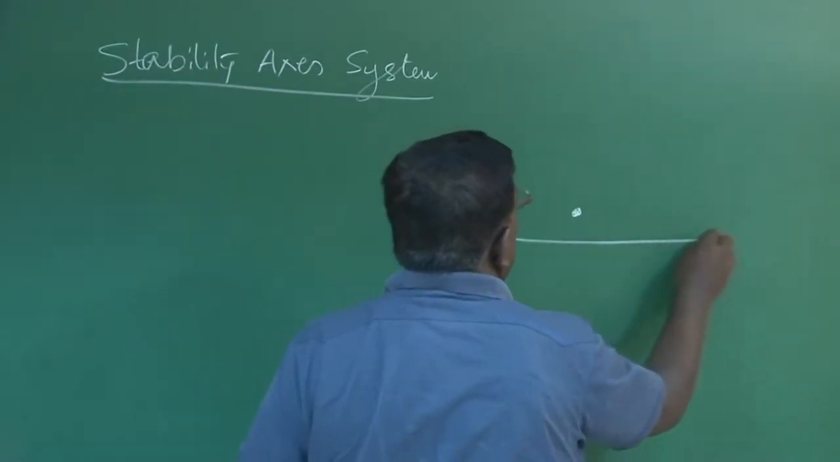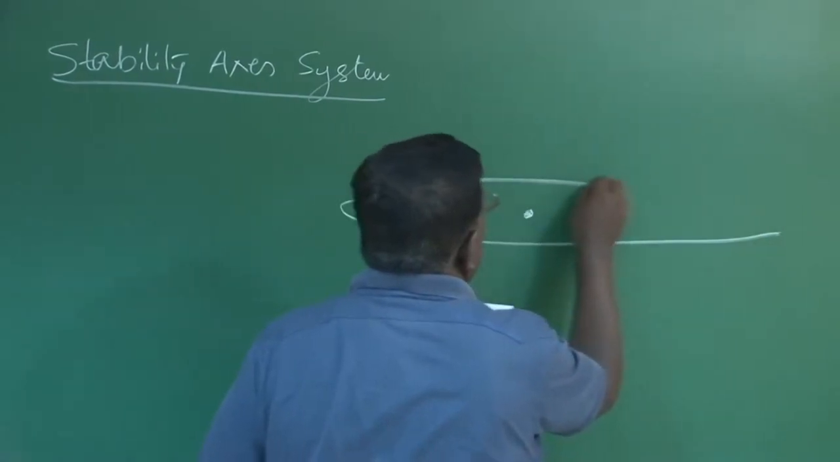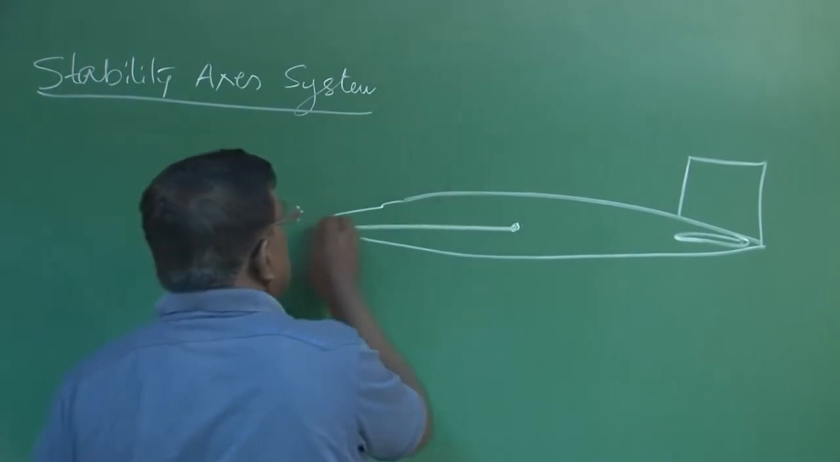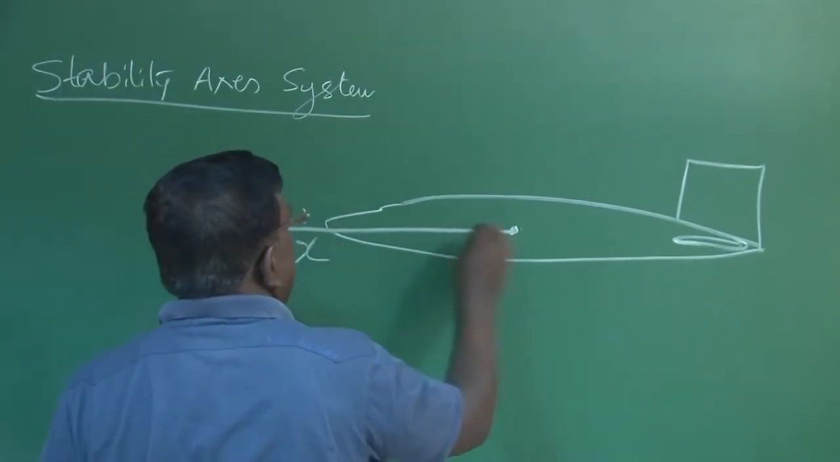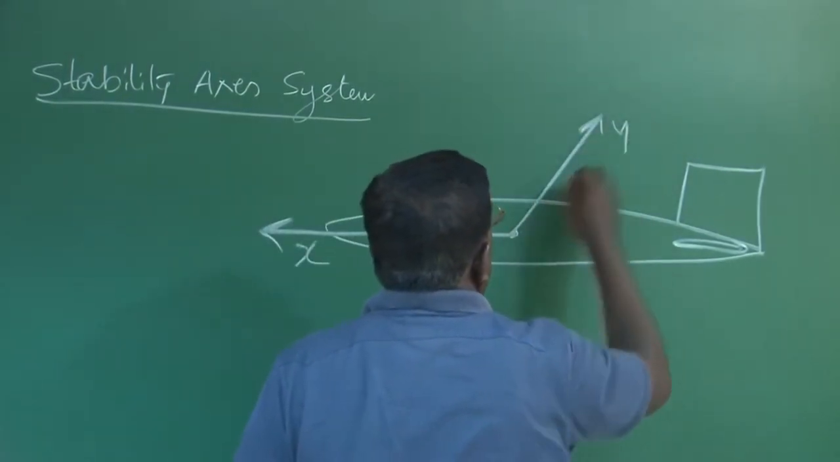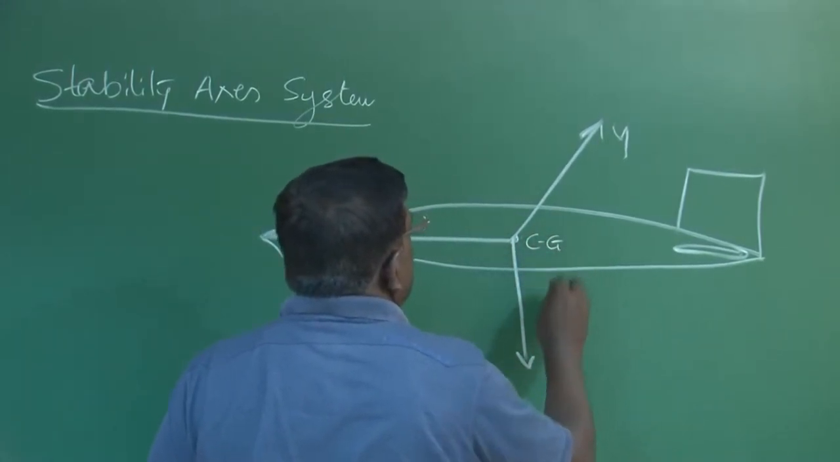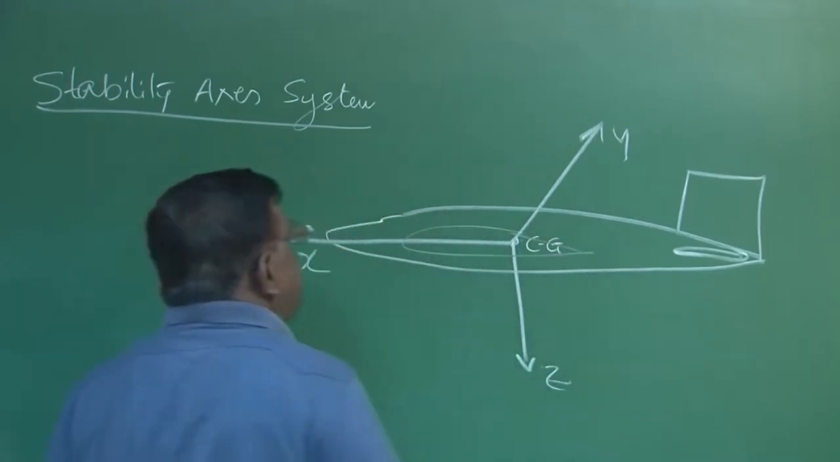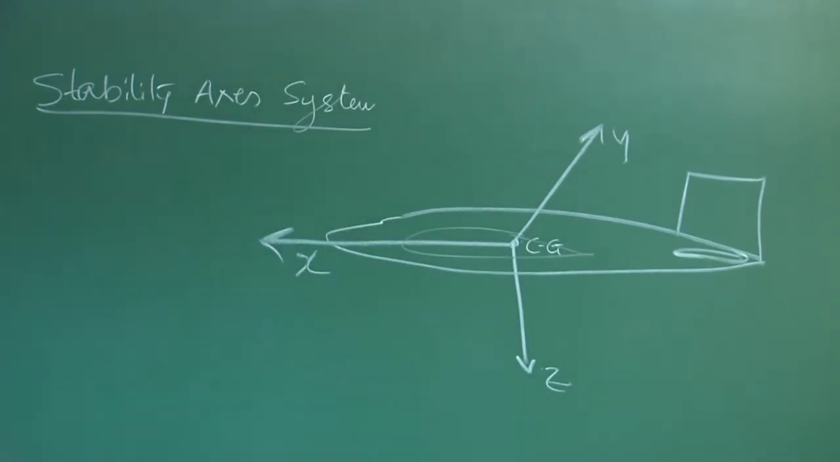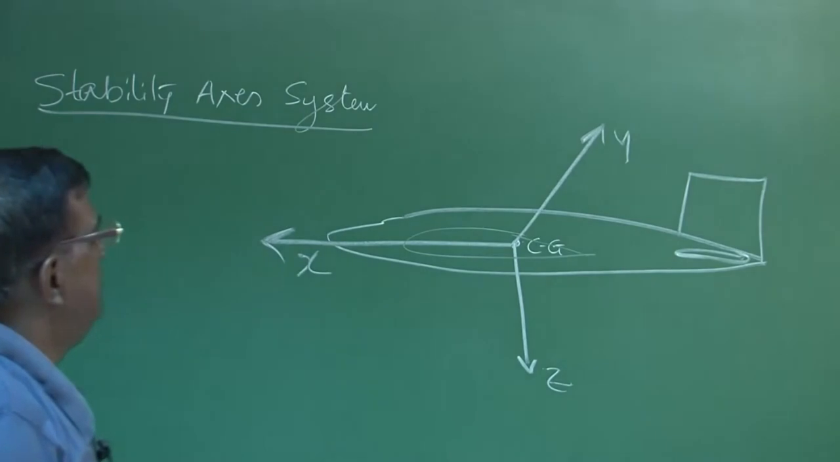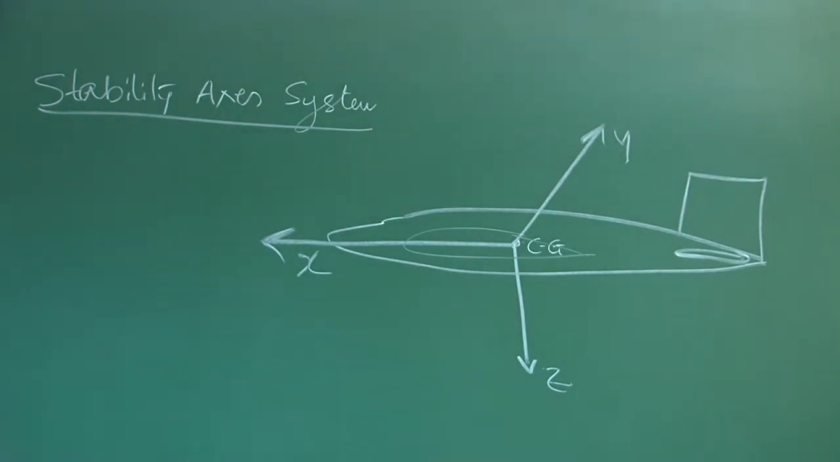Let's say this is the airplane, and this is body axis X, Y, and Z. This is the center of gravity, and there's a wing. This XYZ is the body fixed axis system. The alignment of X is along the fuselage reference line or some symmetric line.